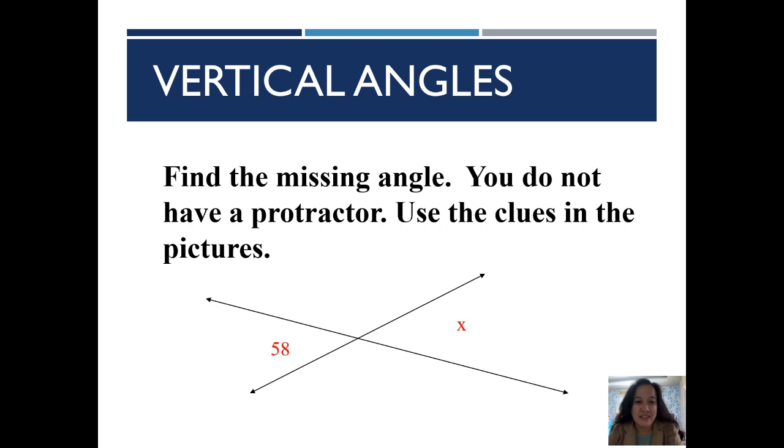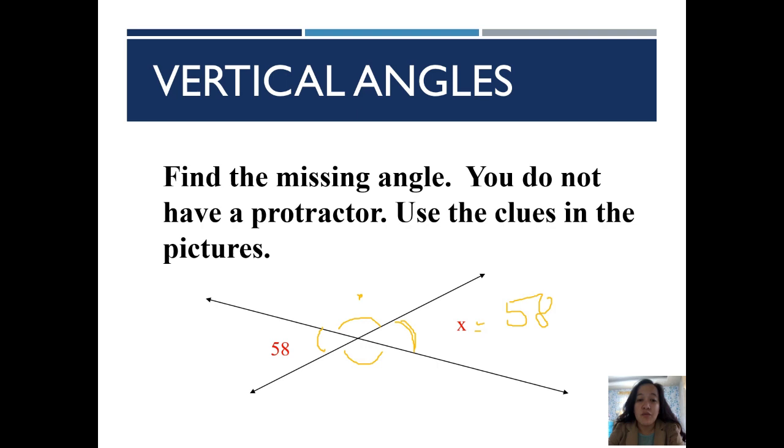Now let's try this. Find the missing angle. You don't need to use a protractor, just use the clues in the picture. What do you think is the measure of this given angle? X would be equal to, very good, 58 degrees, since this angle is vertical with this given angle. And even this angle and this angle are another pair of vertical angles. Take note that vertical angles are congruent.